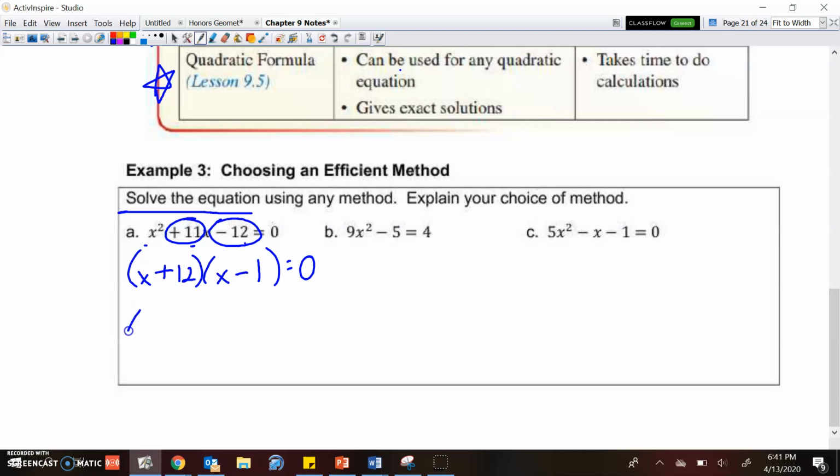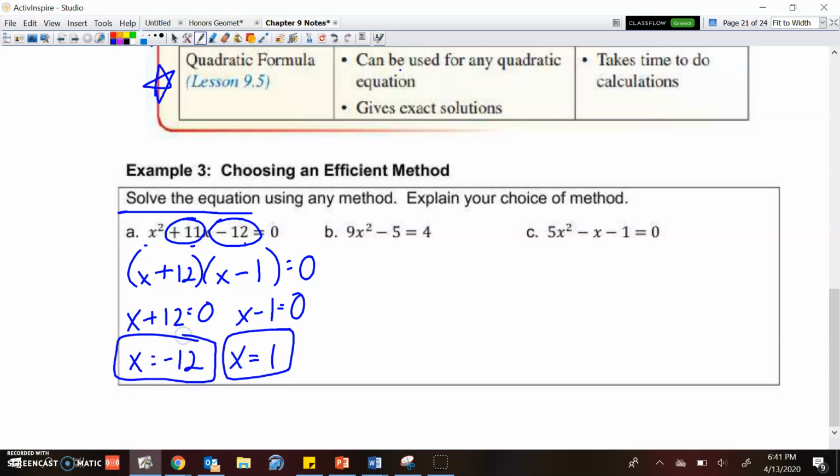So it works. So now I set both of these equal to 0. I'm going to subtract 12 on both sides, x equals negative 12. I'm adding 1 on both sides, x equals 1. I have my two answers. Two solutions. I chose to do factoring because I think that was the most straightforward. It was quick. The numbers were easy, meaning that this was a 1x squared. When that's a 1x squared, that makes it really nice to just kind of mentally think through.